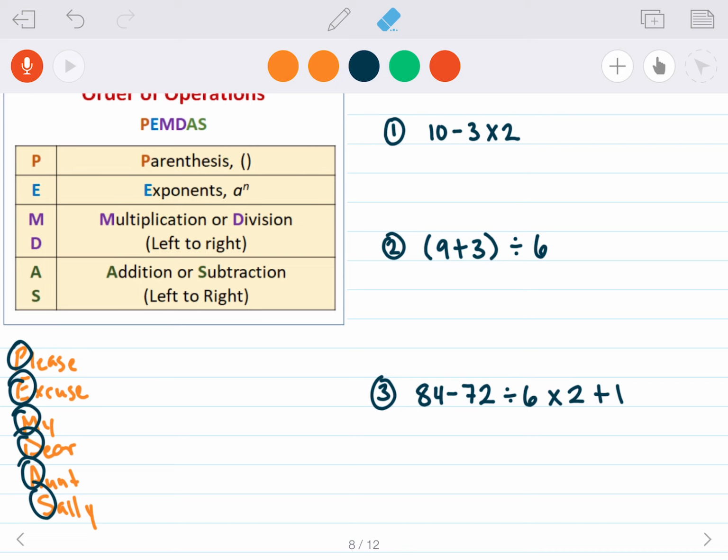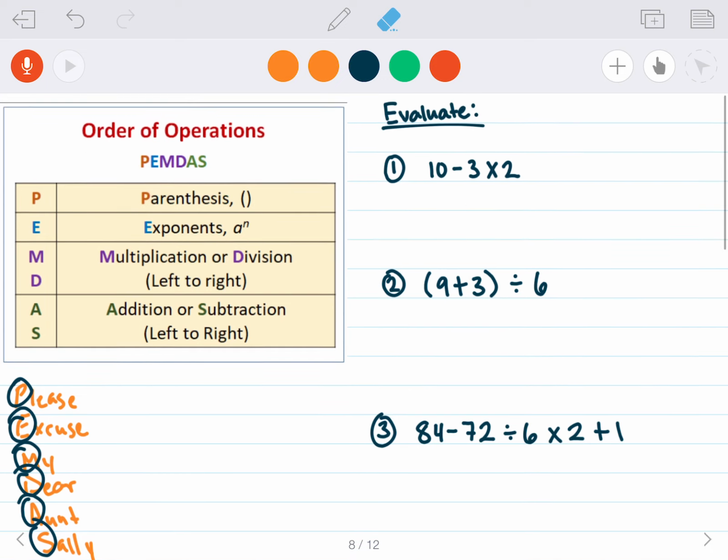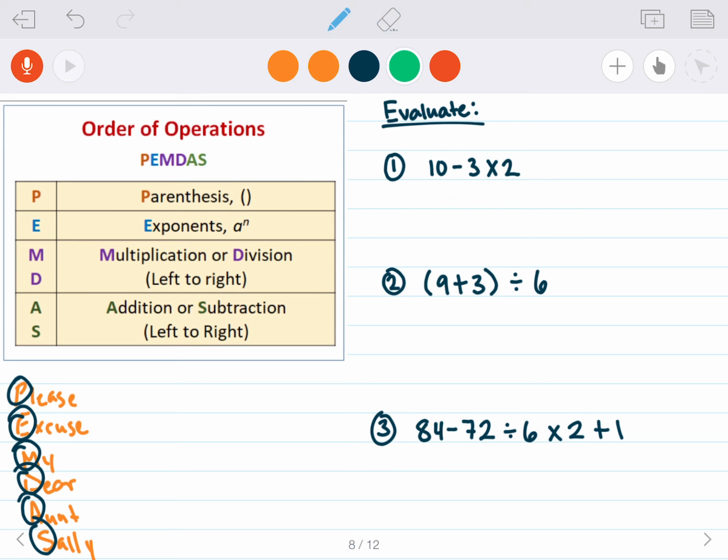So let's do a bunch of examples with this. Let's look at number 1 first. So using PEMDAS, we have 10 minus 3 times 2. And so the order of operations says I want to do multiplication before I do addition and subtraction. So the first thing I need to take care of is this negative 3 times 2. Now what's negative 3 times 2? Well, that's going to be a negative 6.